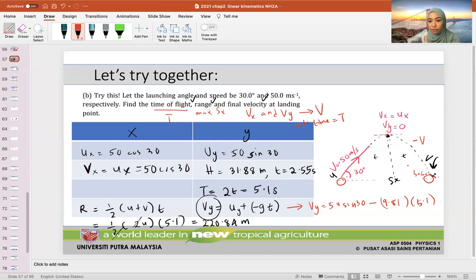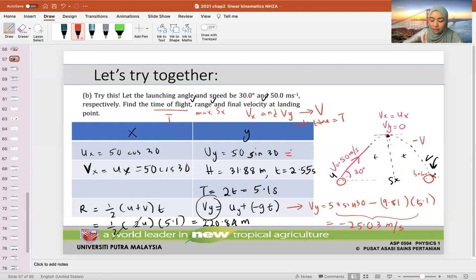Okay, so with that said, even at the end, this V is not necessarily equal to 0. So here we already have the value, so it shouldn't be equal to 0. So it's 50 sine 30 minus 9.81 times 5.1. So you get minus 25.03 meters per second. This is the Vy.